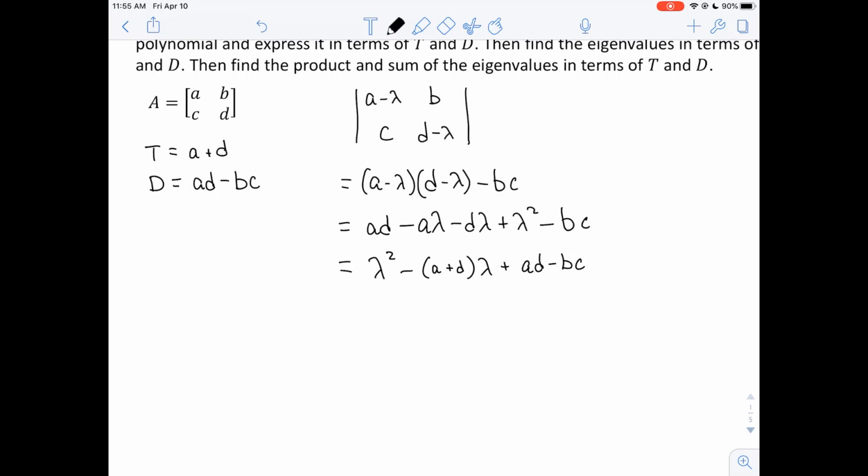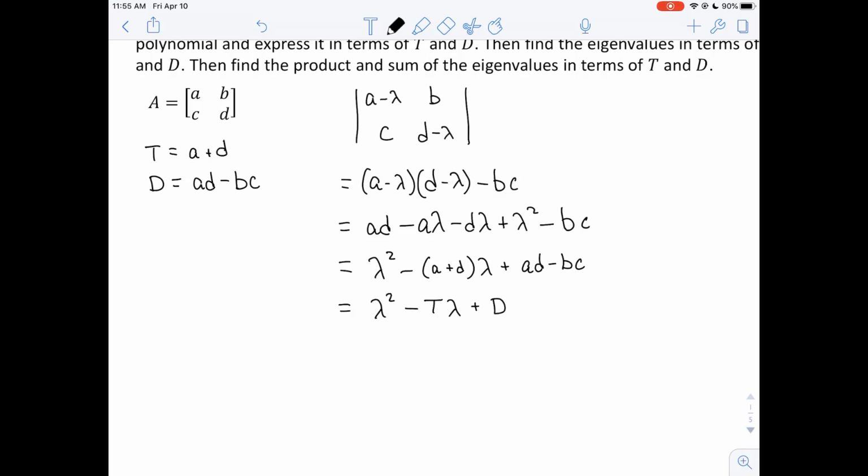All right, then you should notice something jump out at you. The characteristic polynomial is lambda squared minus, the a plus d is really just the trace. So we could say trace times lambda, and then plus ad minus bc, that's just the determinant over there, so we have plus the determinant.